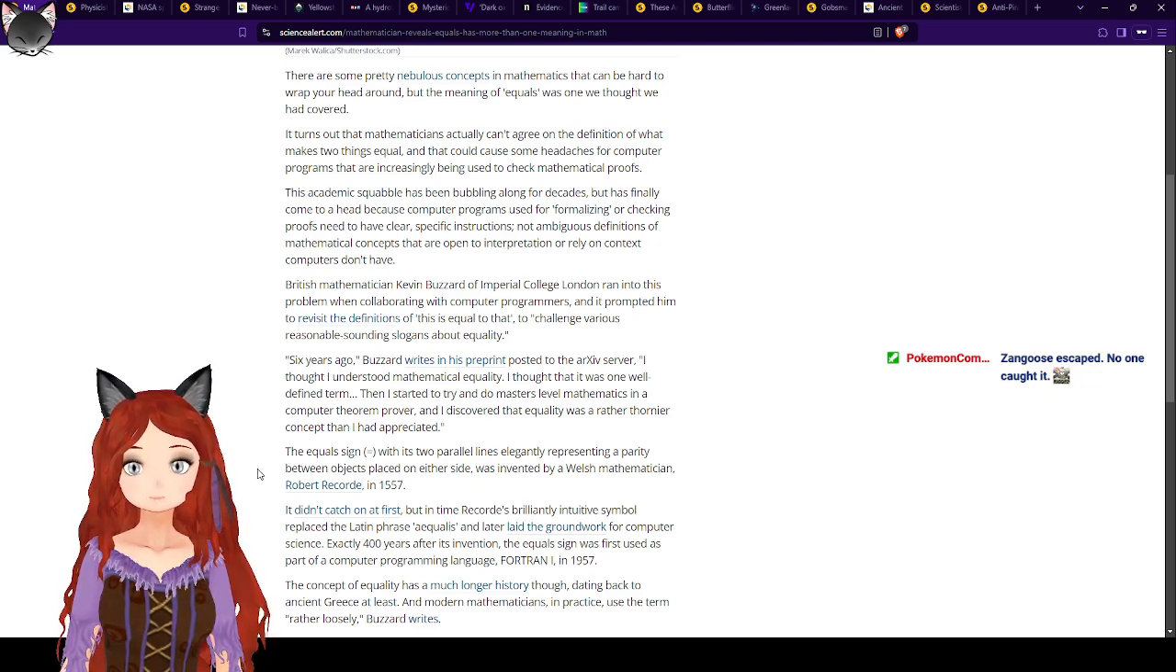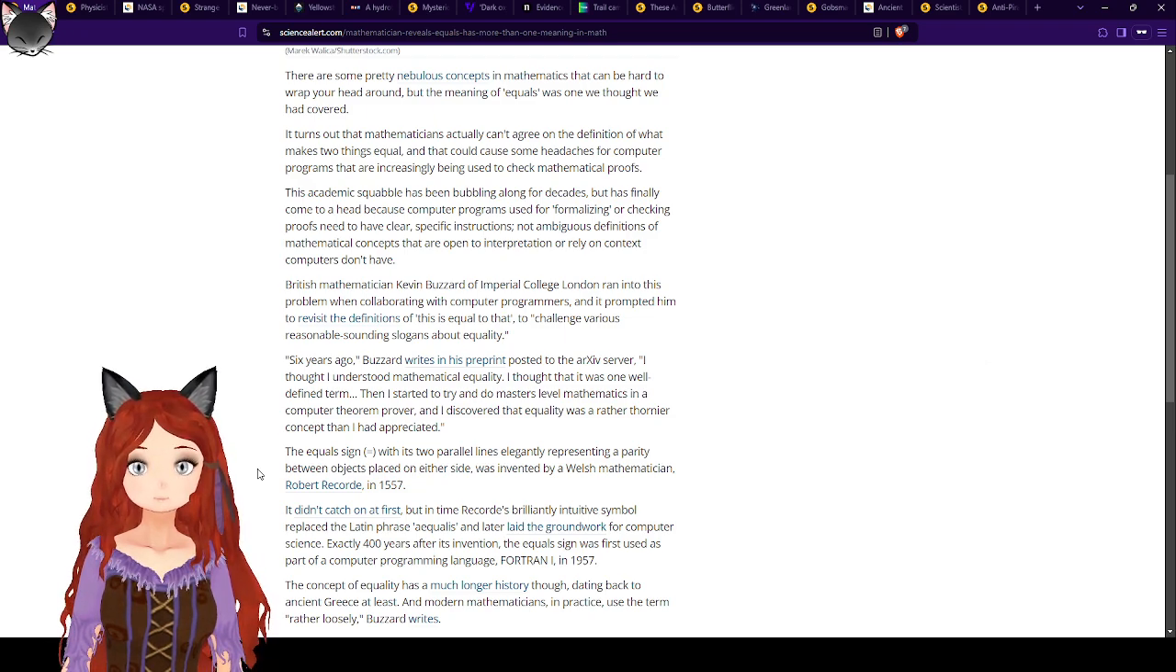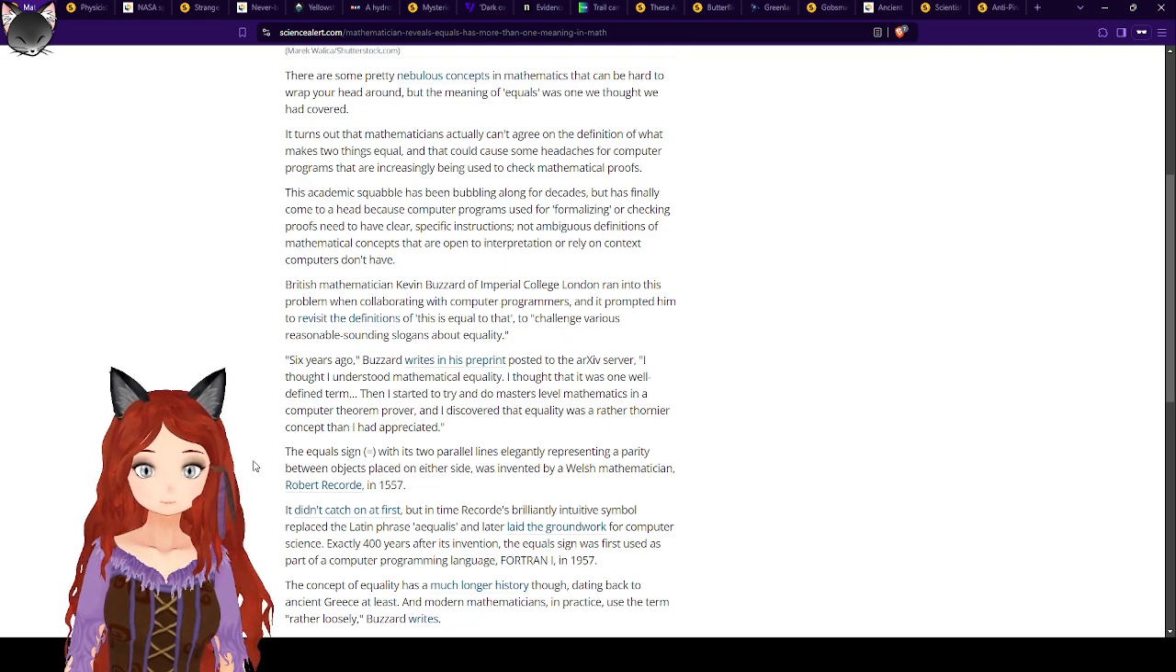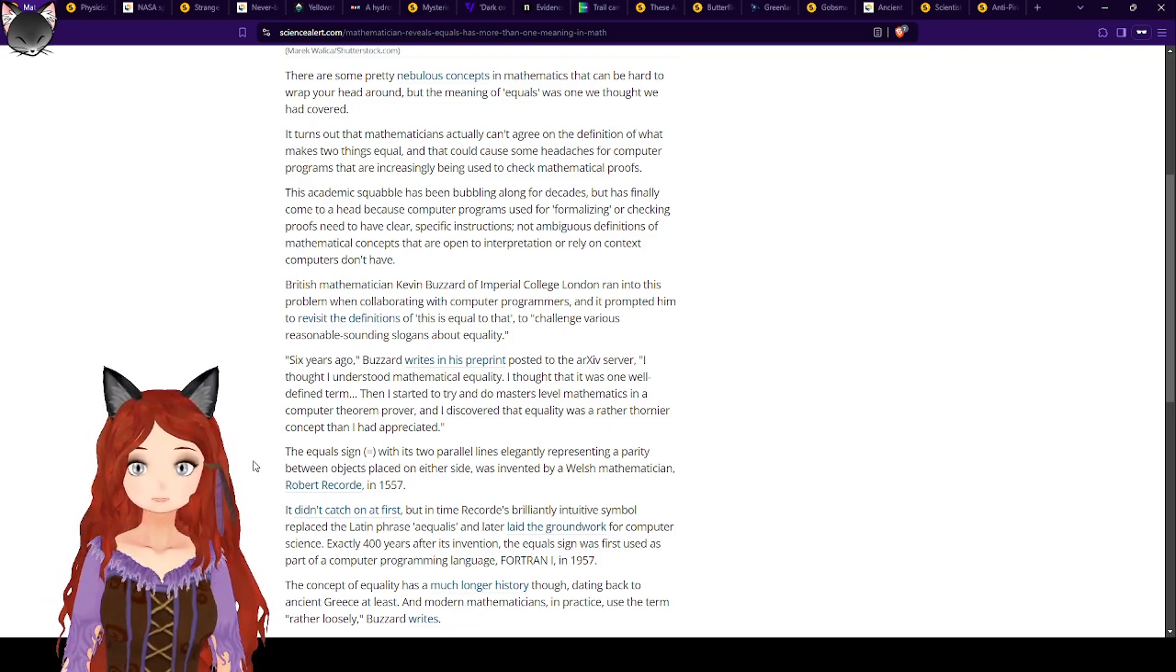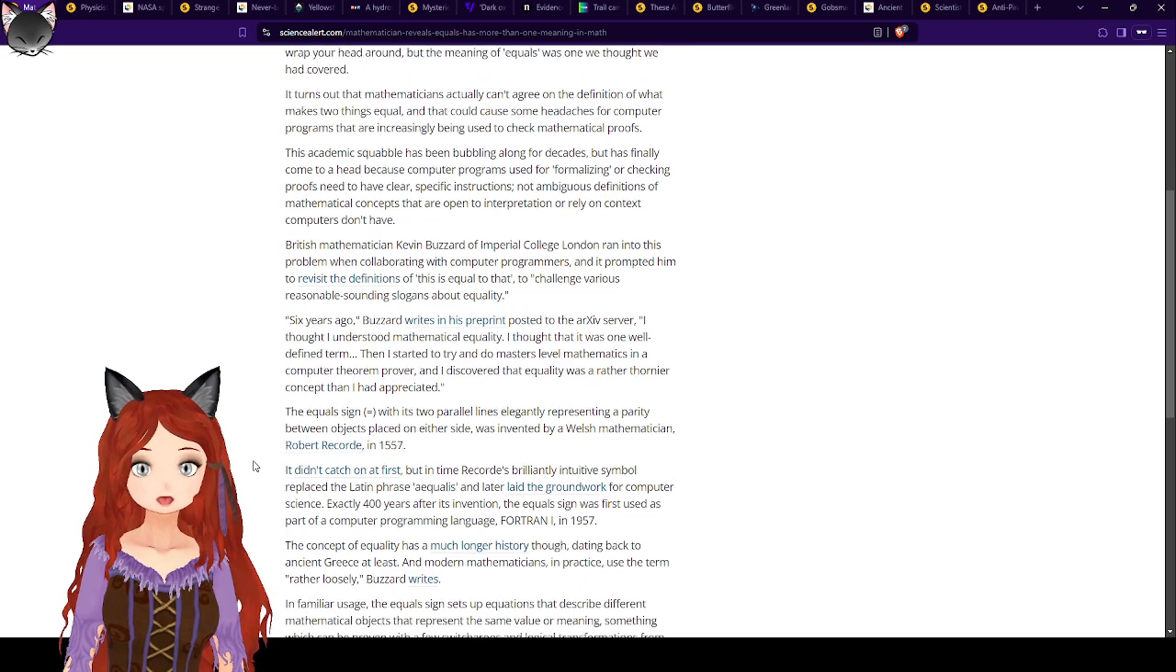The equal sign, with its two parallel lines elegantly representing a parity between objects placed on either side of them, was invented by a Welsh mathematician, Robert Recorde, in 1557. It didn't catch on at first, but in time, Recorde's brilliantly intuitive symbol replaced the Latin phrase "equalis" and later laid the groundwork for computer science.